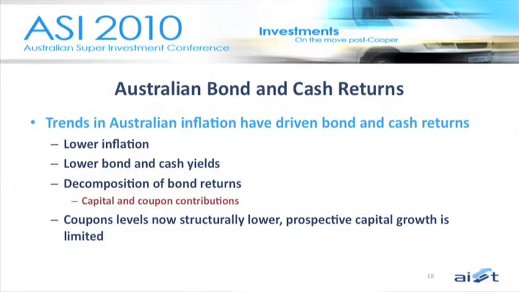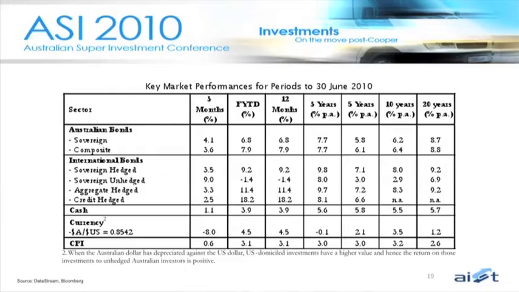Moving now to Australian bonds and Australian cash. The story here over the last 10 or 20 years is really all about inflation, as I'm sure most of you realise. Lower inflation has driven lower and lower yields, and that then has driven capital growth in bond markets, and it's driven the annual coupon or the dividend lower and lower.